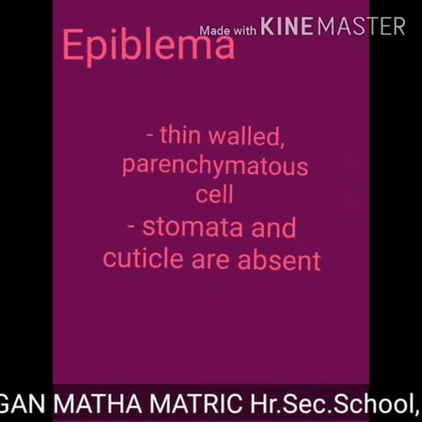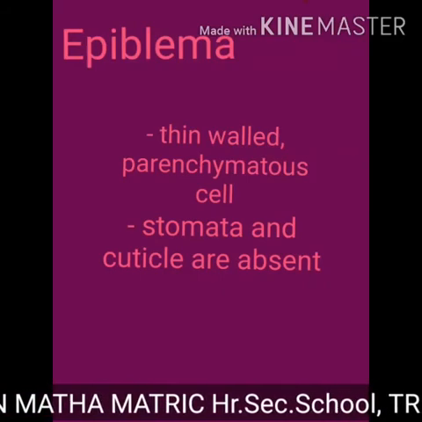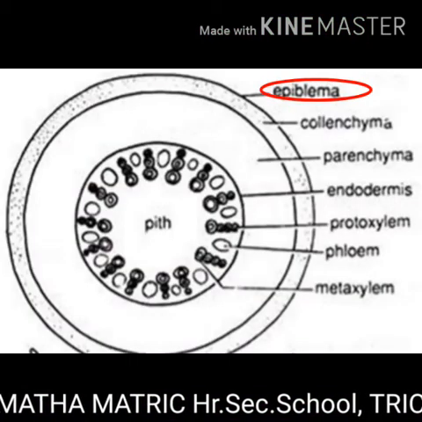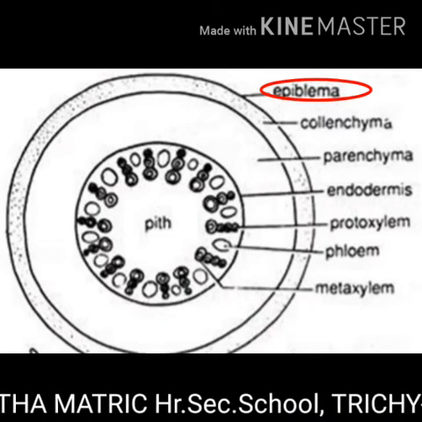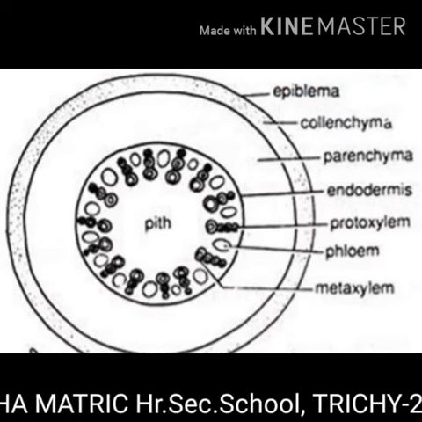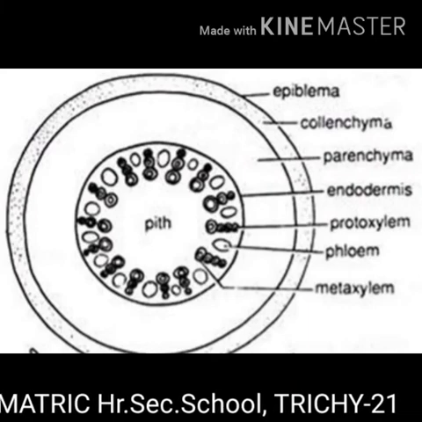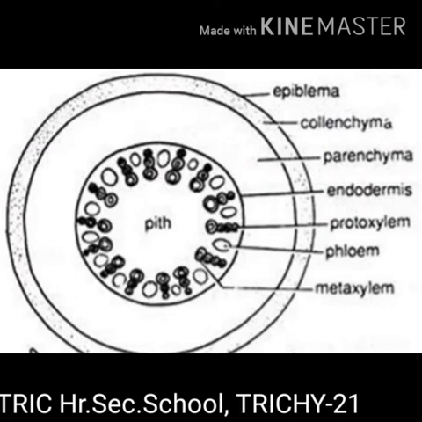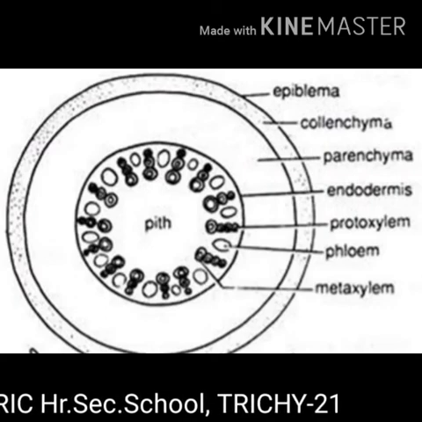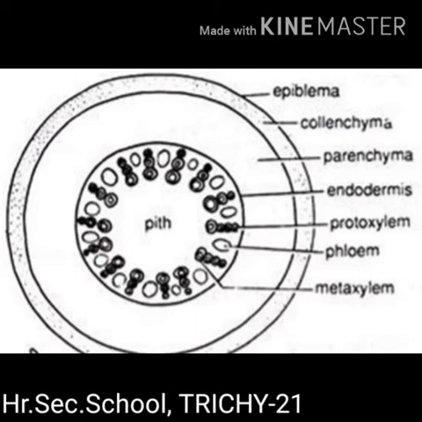Epiblemma or rhizodermis. It is the outermost layer of the root and is made up of single layer of thin-walled parenchymatous cells. Stomata and cuticle are absent. The root hairs help in the absorption of water and minerals from the soil. This layer also protects the inner tissue.